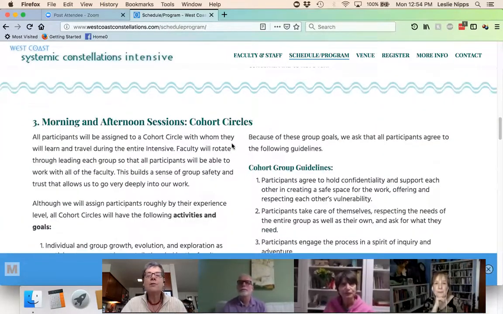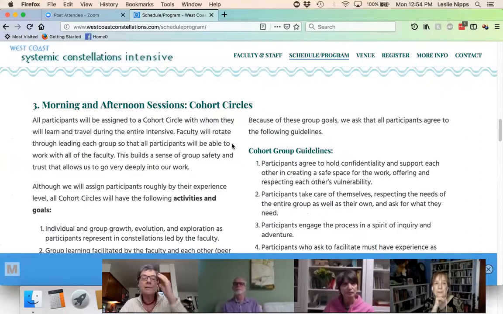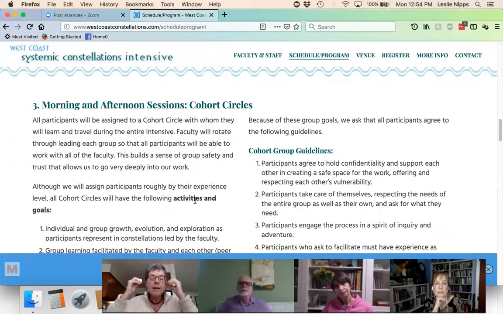There are two things that we mostly do at this intensive. One is we gather in cohort circles. For those of you who are like, I've been to workshops, I've been to conferences, what's an intensive? The intensives are especially focused on peer experience, learning, and healing together. And so we gather in smaller groups. There's the large group that gathers, but then we gather in smaller peer level groups to do constellations work.